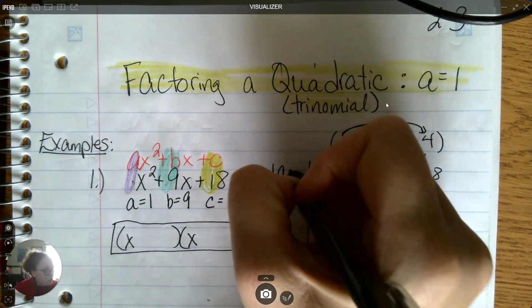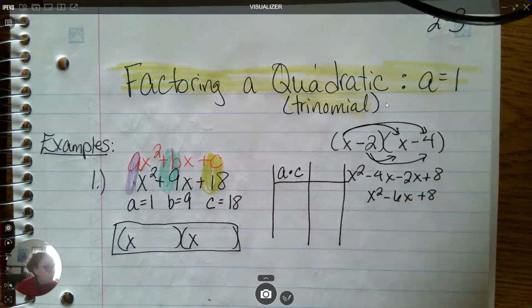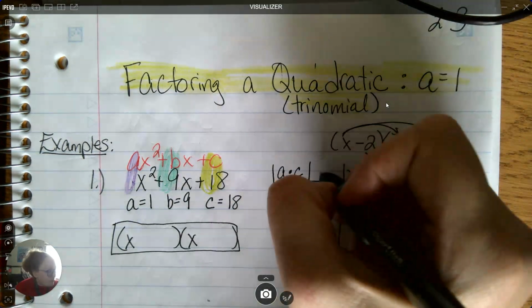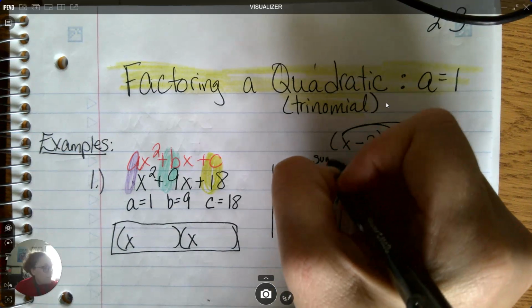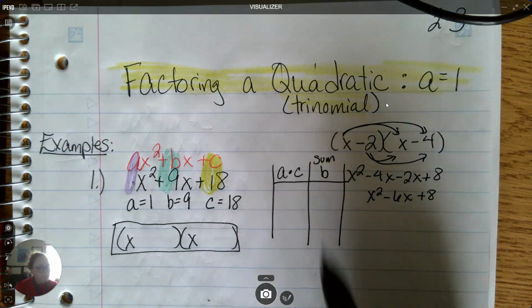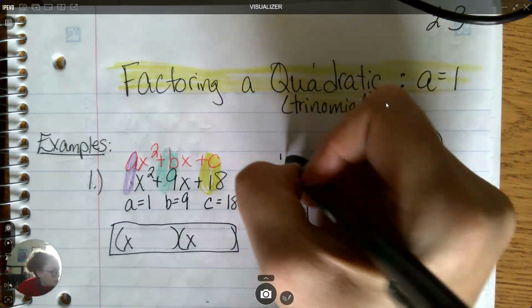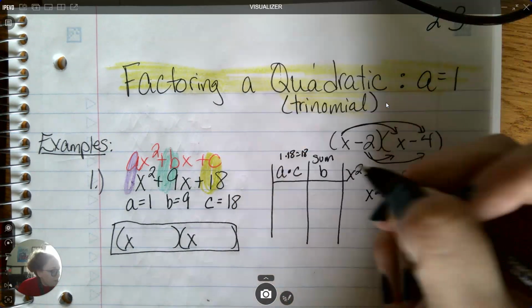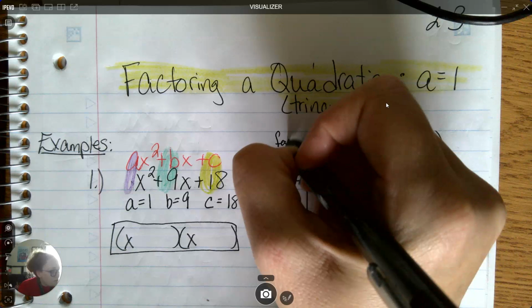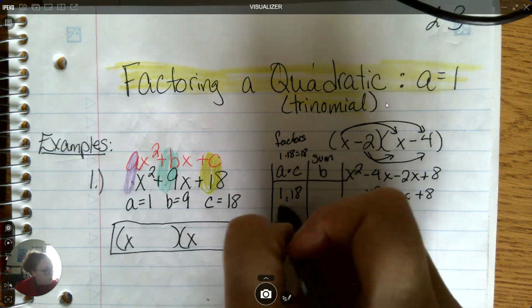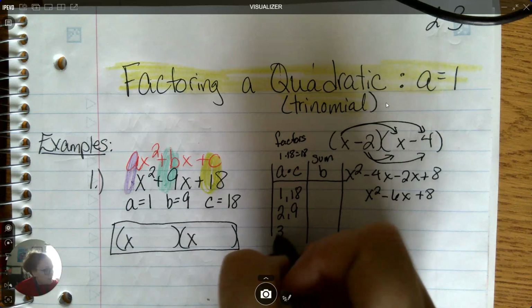I want to know what are the factors of the product of a times c that give me a sum, when I combine them together, of b. So a and c are 1 and 18. So 1 times 18 is 18. So I'm looking at factors of 18. Factors are 1 and 18, 2 and 9, 3 and 6.